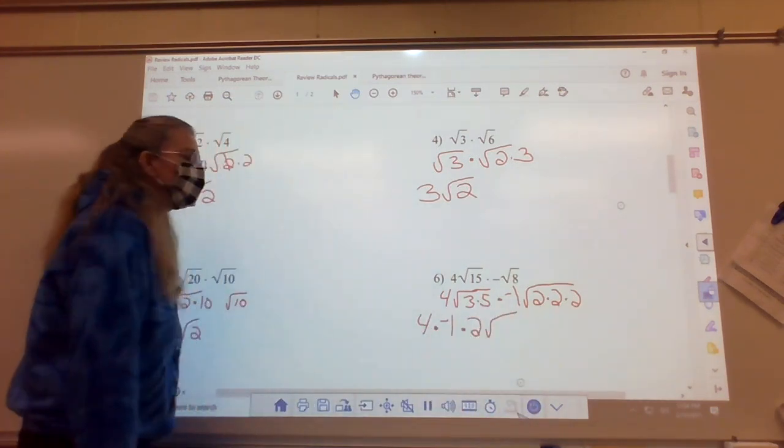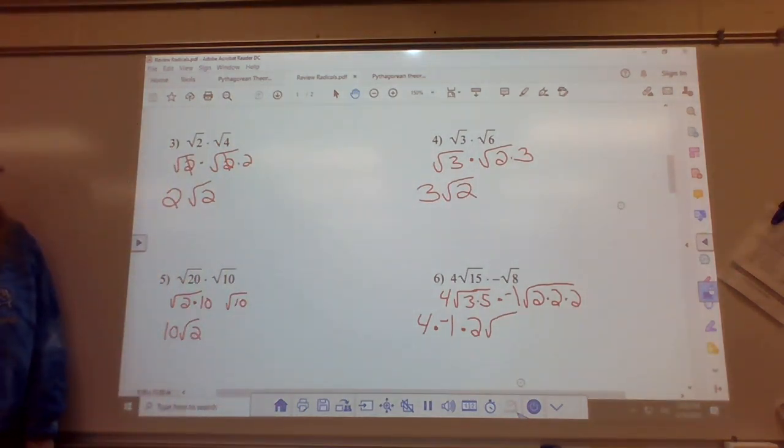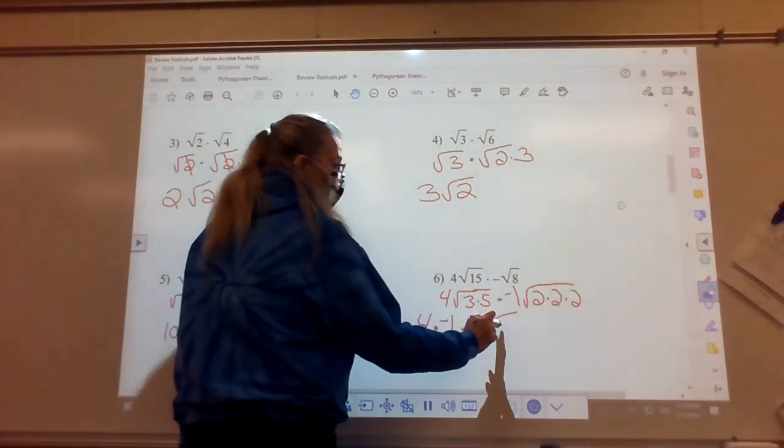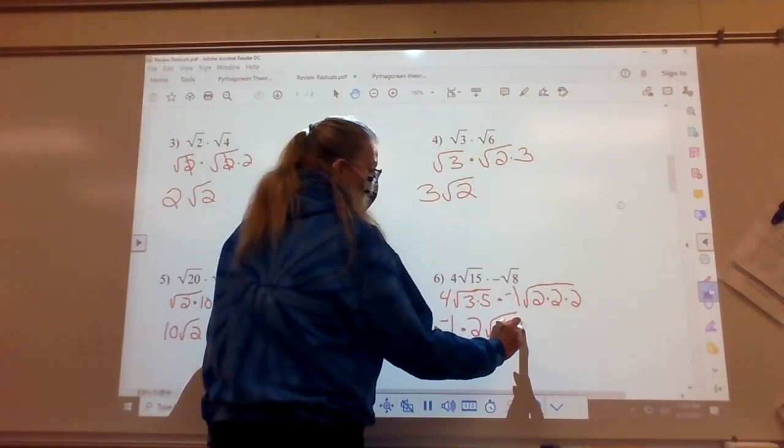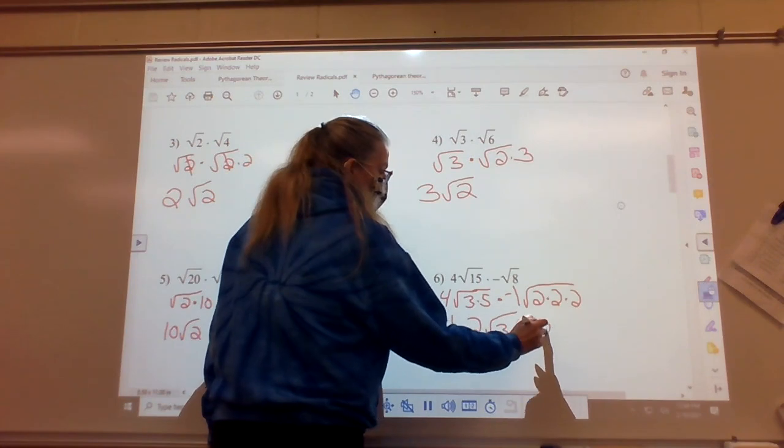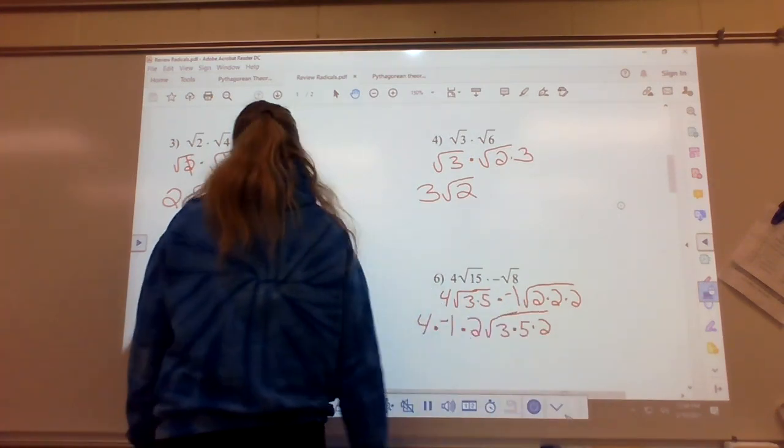Underneath the radical is everything left over. So what's going to go back under? 3, 5, and 2. So all of those went back under.